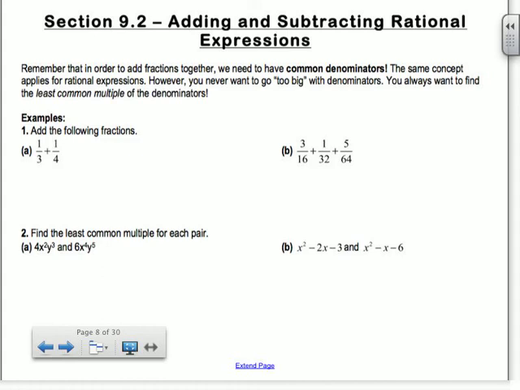So if I have 1/3 plus 1/4, remember you multiply the first one by 4 over 4, and multiply the second one by 3 over 3, so that they have a common denominator of 12. So you'd have 4/12 plus 3/12. So that way you get 7/12.